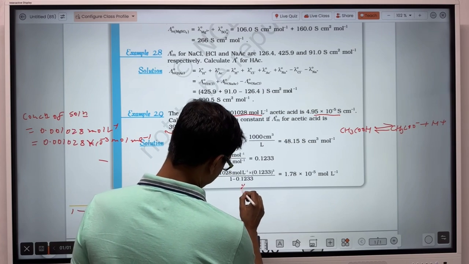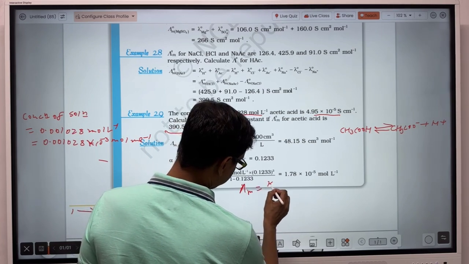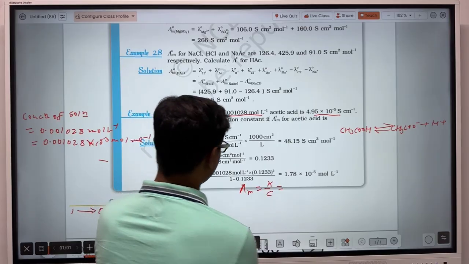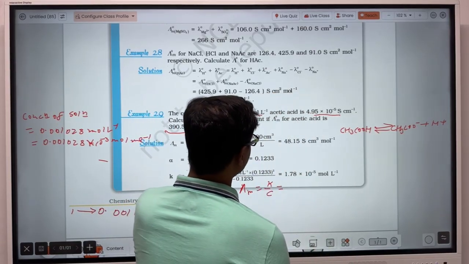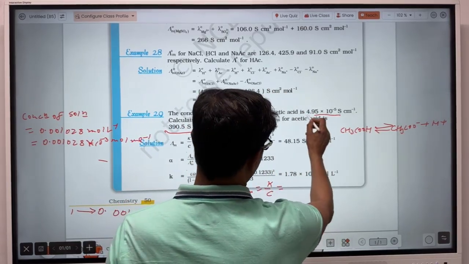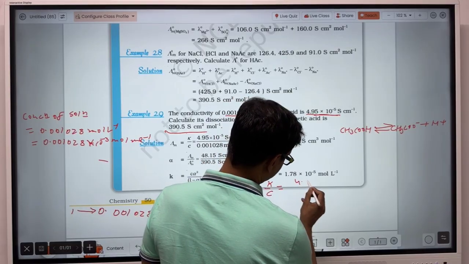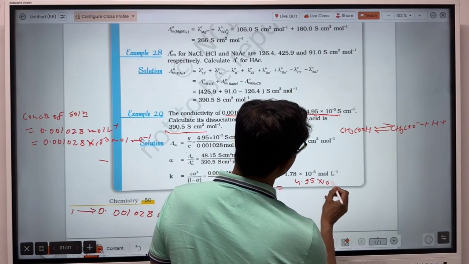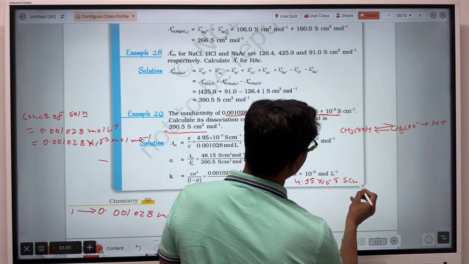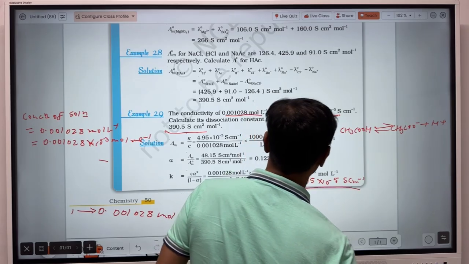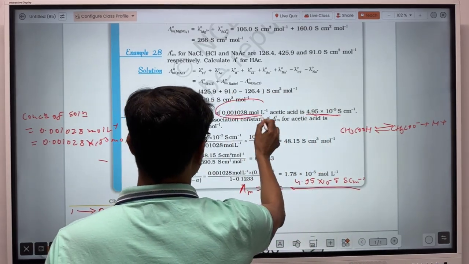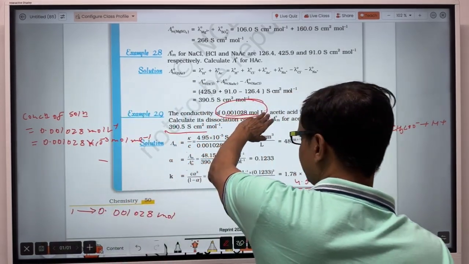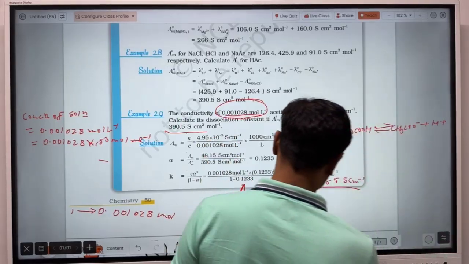Concentration here this much. So lambda m will be equal to kappa by C. Kappa has been given as 4.95 into 10 power minus 5 Siemens per centimeter. Concentration you will have to take in here, this one in 1 milliliter divided by 1000.